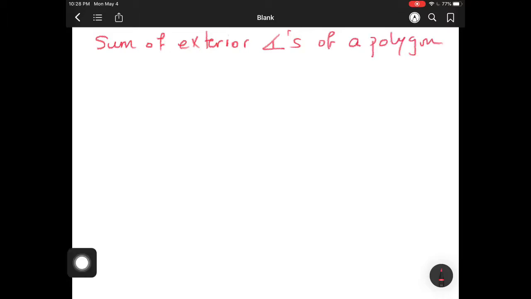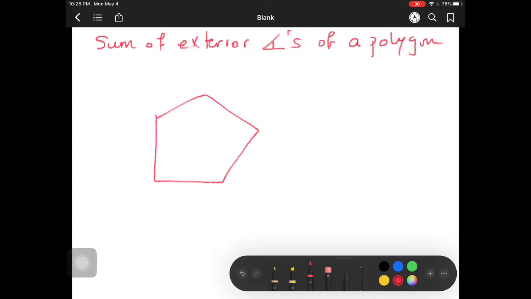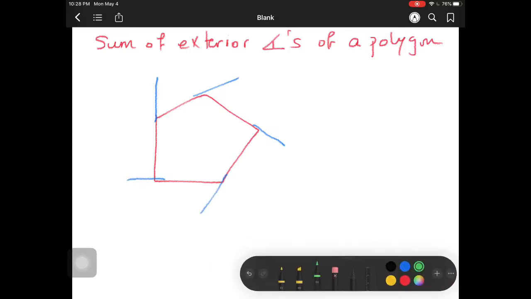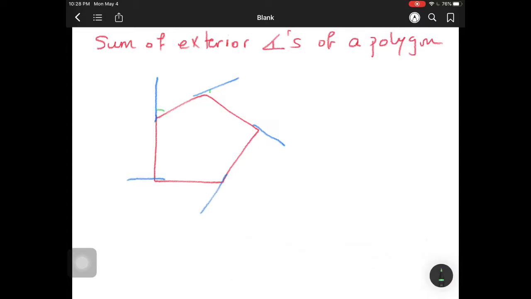What is the sum of exterior angles? So let's say we have this polygon. What are my exterior angles? So I'll extend this way, extend this way, extend this way, extend this way, and so on. So my exterior angles are the following: 1, 2, 3, 4, 5.